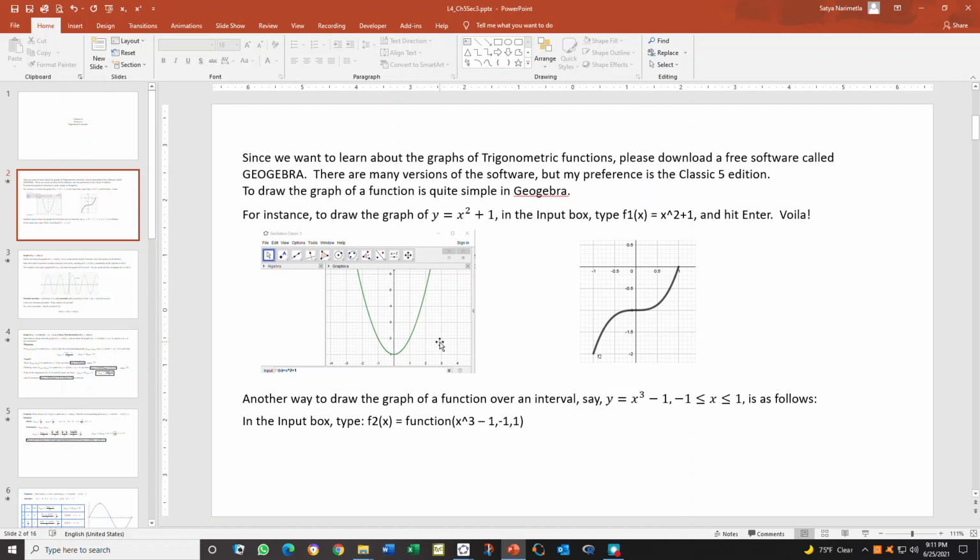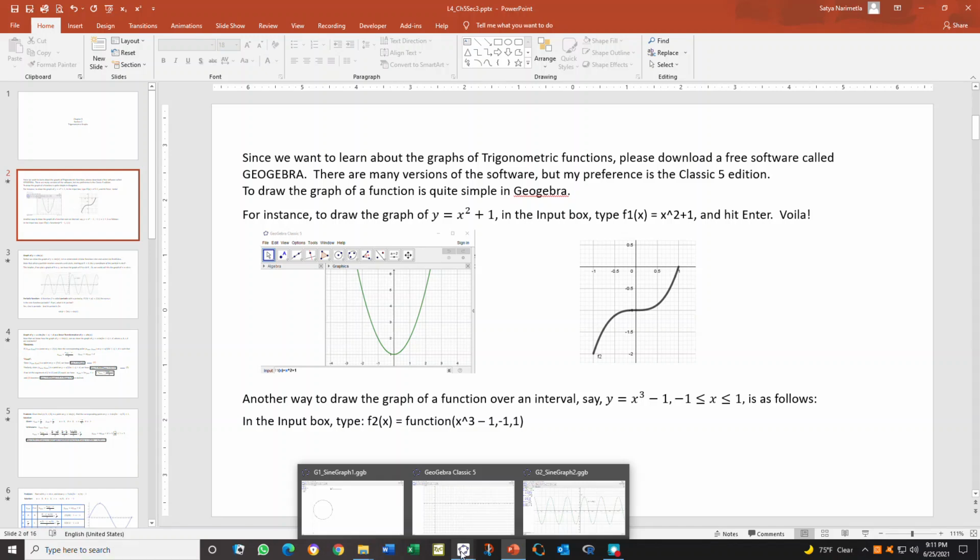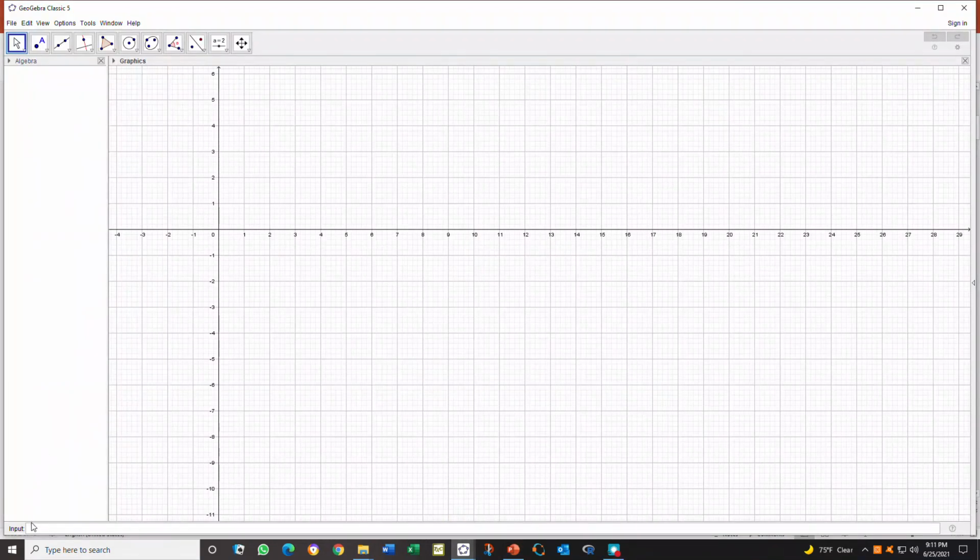How should I do it? I'm in a dilemma how to proceed. Okay, good. When you open the GeoGebra Classic 5 edition, it looks something like this. And there is this input box here. In the input box, if I simply type f of x is equal to x cube, you have to draw the caret, x cube plus x square plus 1, something like that. Boom, and hit enter.